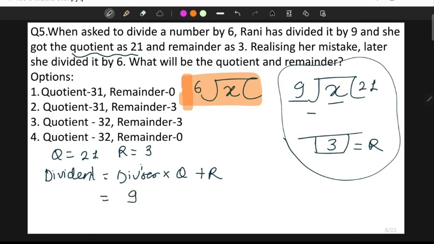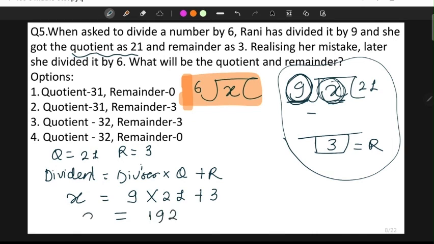Divisor is nothing but the number by which we are dividing the whole number. We are dividing x by 9, so 9 will be the divisor and x will be the dividend, which we have to find out. The quotient is 21 and the remainder we got is 3. So the answer is 21 into 9, which gives 189, and 189 plus 3 gives 192. So we got the number which Rani wanted to divide.